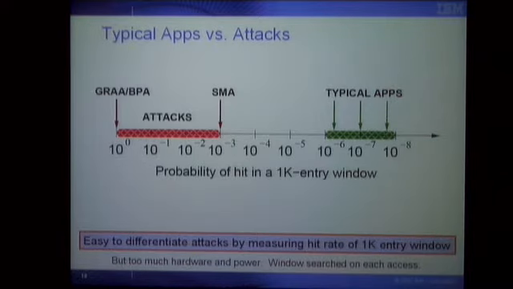What's the hit rate for a window of the last 1,000 writes? For all of the attacks, the hit rate is greater than 10 to the power of minus 3. For typical applications, it's less than 10 to the power of minus 6. So this hit rate in the last 1,000 writes can clearly separate the two kinds of applications, typical applications or attack-like applications. But this would solve the problem, but this is not a practical solution. Why? Because tracking 1,000 writes and searching them on every write is impractical, both because of latency as well as power. So we need a practical solution.